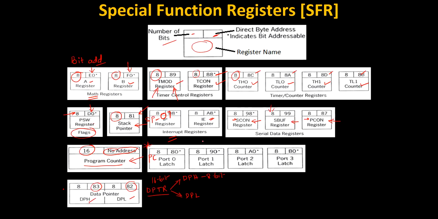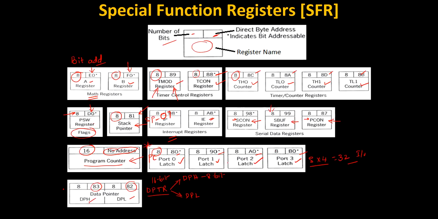And also we have the ports. We have port 0, port 1, port 2 and port 3. All ports are 8-bit registers. The starting addresses are 80, 90, A0 and B0. All are 8-bit, so with 4 ports we have 32 IO lines in total.